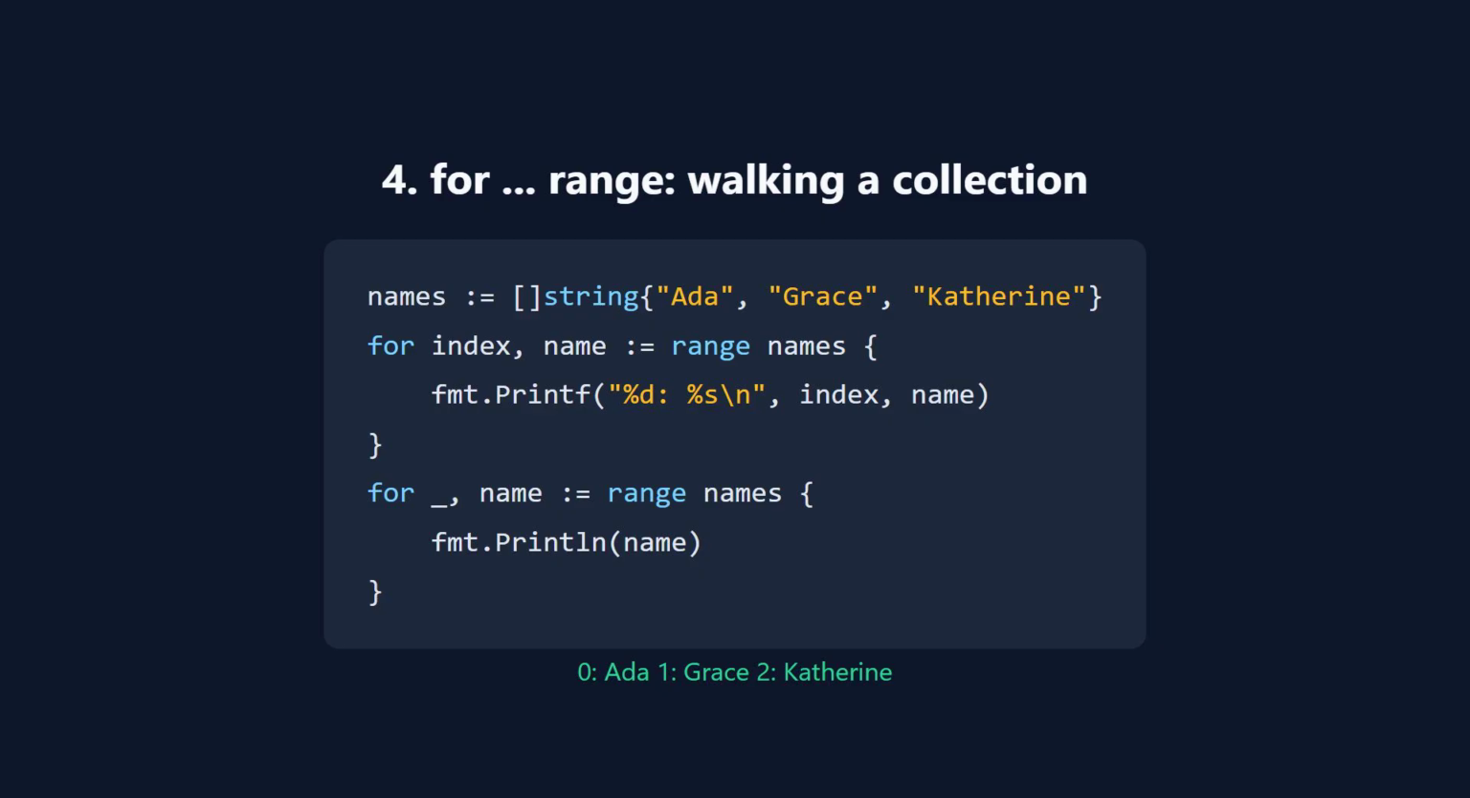But very often you do not care about the index, and you cannot simply leave the variable out because remember, an unused variable is a compile error in Go. So you use the blank identifier. That underscore means there is a value here, and I am deliberately throwing it away. Now the second loop just prints the names.